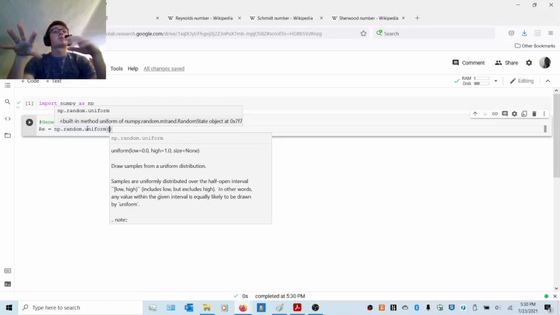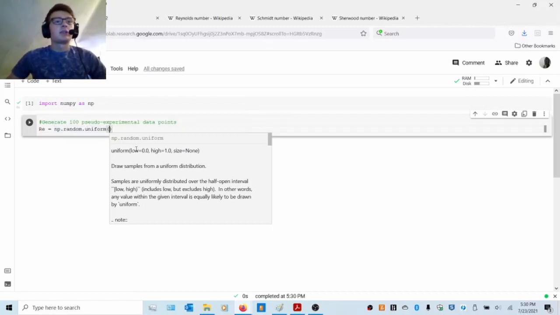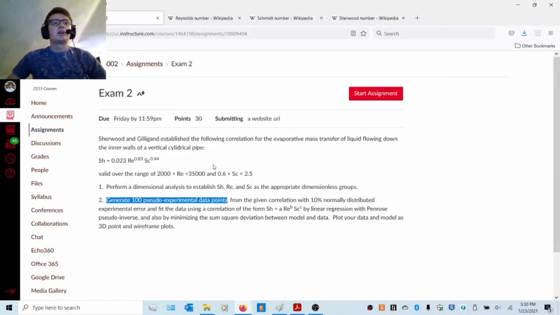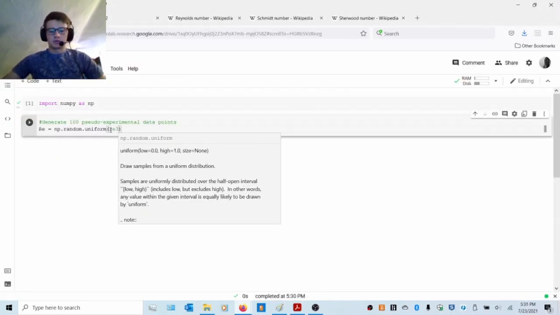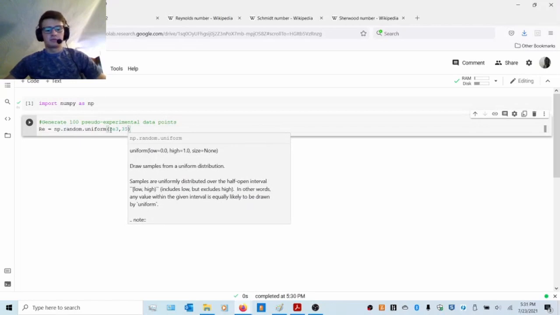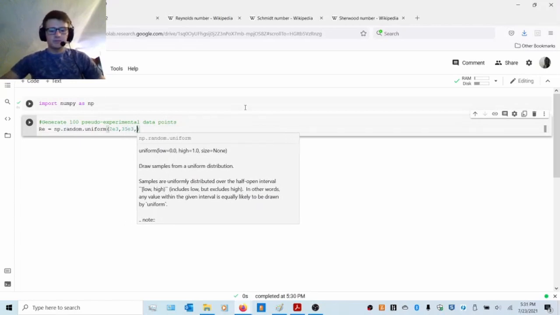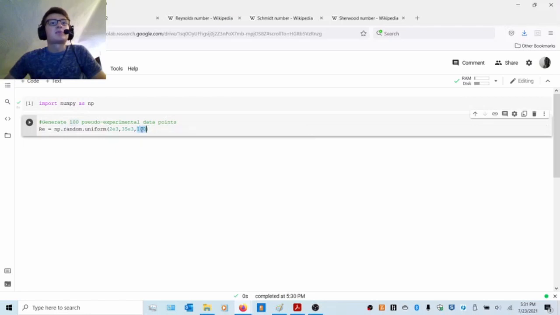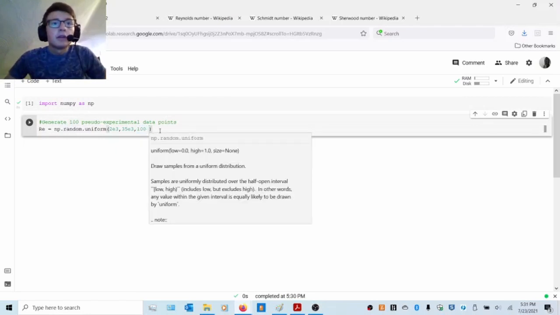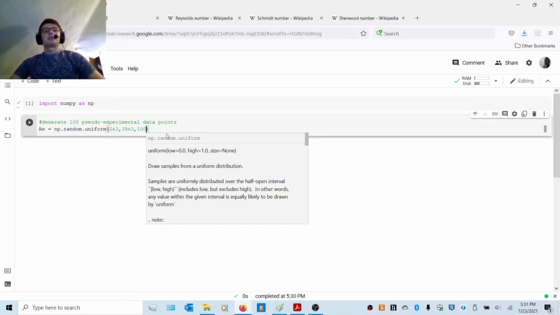Now this is important because we're going to add the normalized part of the function later. So we need a low value. Well, what's the range of Reynolds number? From 2,000 to 35,000. So that would be our range. And this last one is called size. Size is just the number of data points we want to generate.